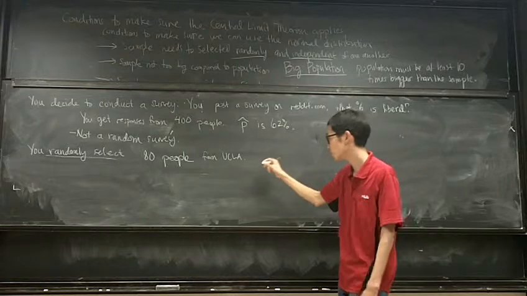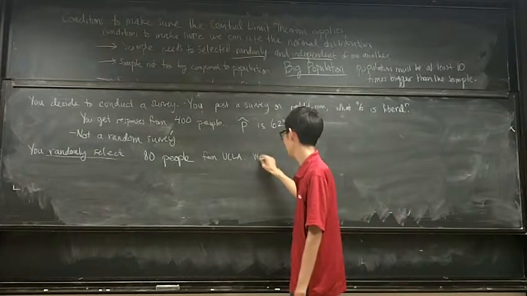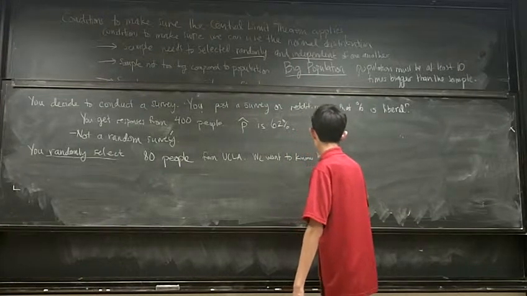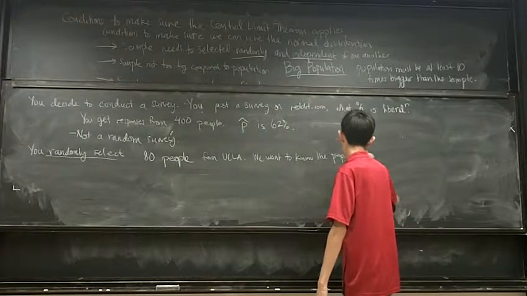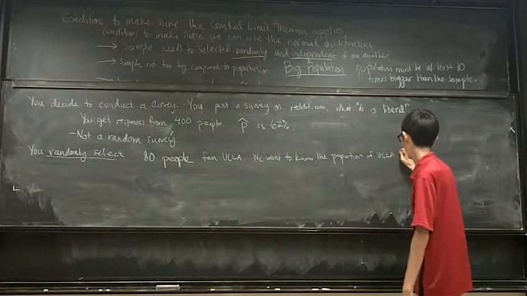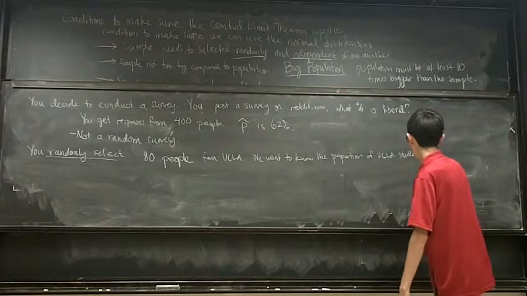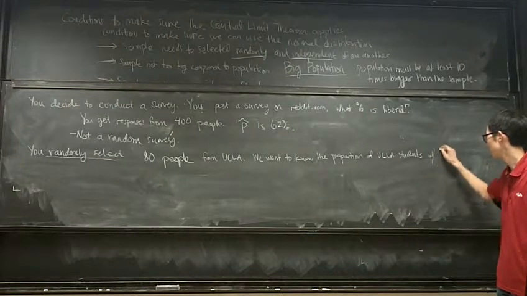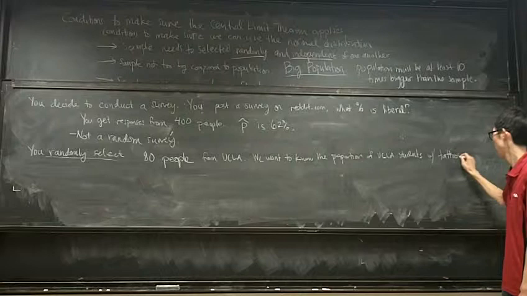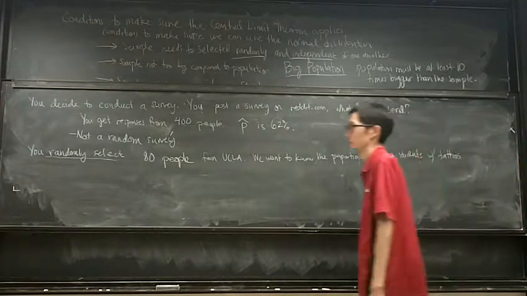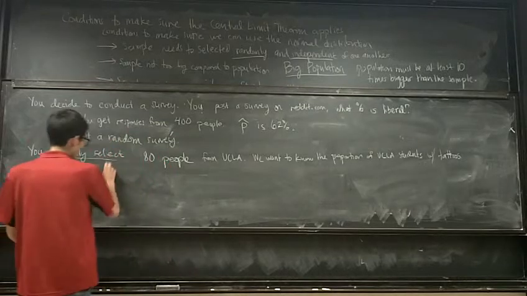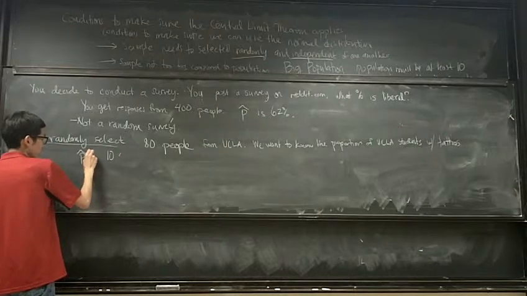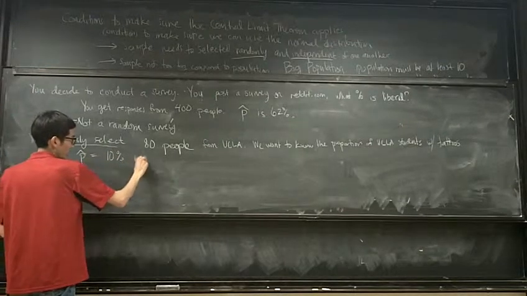Okay, so I randomly select 80 people from UCLA, and we want to know the proportion of UCLA students with tattoos. And we'll say 10%, I don't know. It's probably higher than that. Okay, so we'll say p hat equals 10% with tattoos.